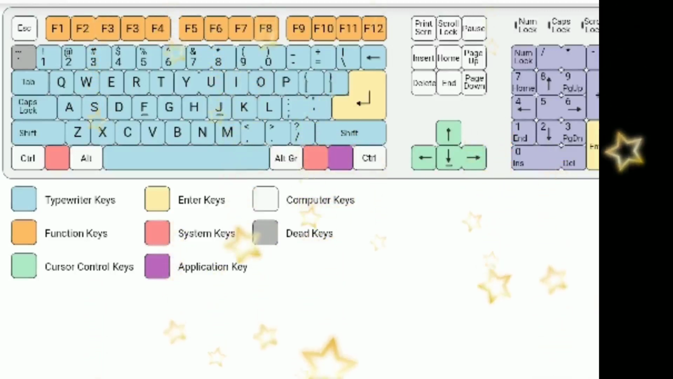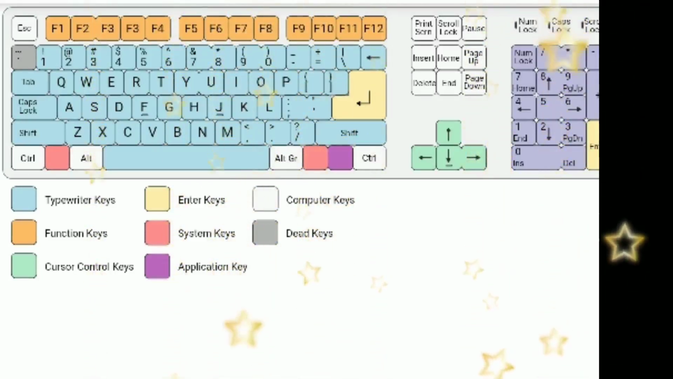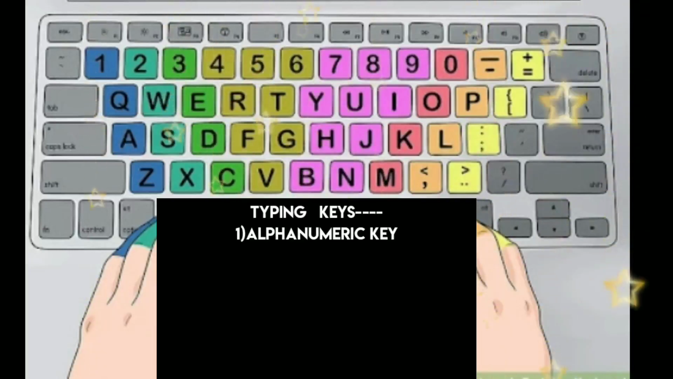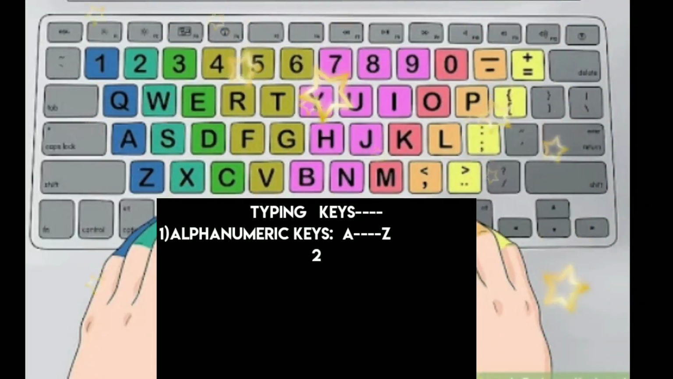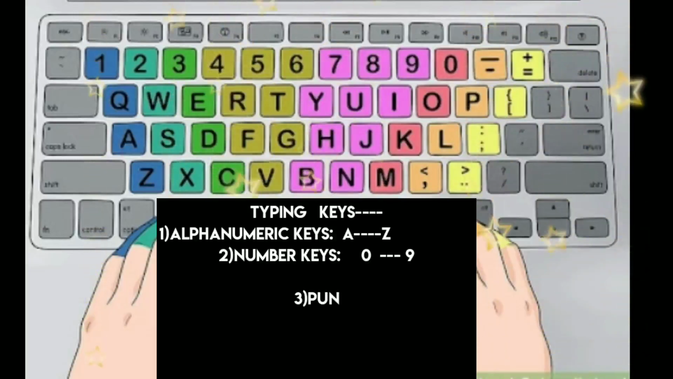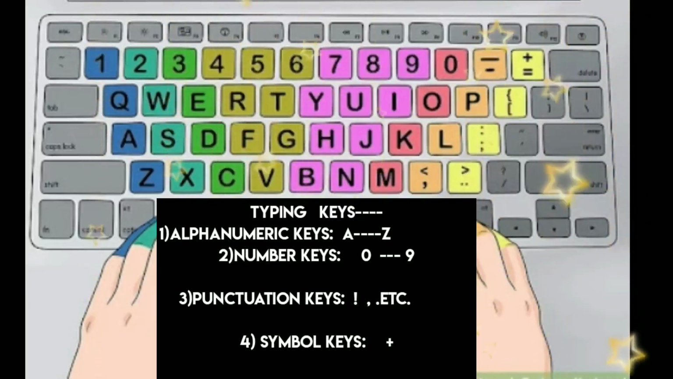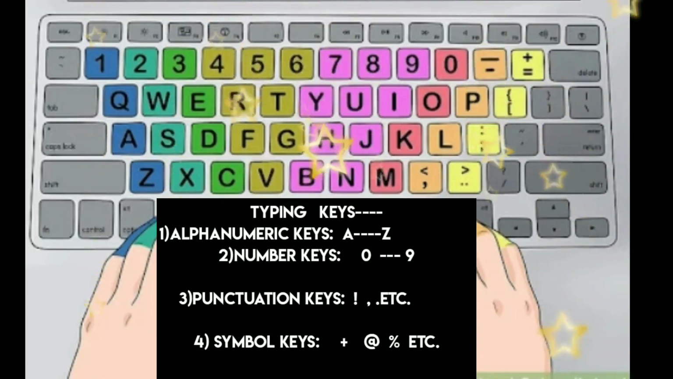These keyboards have different groups of keys. I'm going to explain all these keys. Number one is typing keys. In the typing keys, there are alphanumeric keys, means alphabet keys A to Z and number keys 0 to 9. There are some punctuation keys also, like colon, comma, full stop, semicolon, etc. Then there are some symbol keys, plus, minus, at the rate of, percentage, etc.